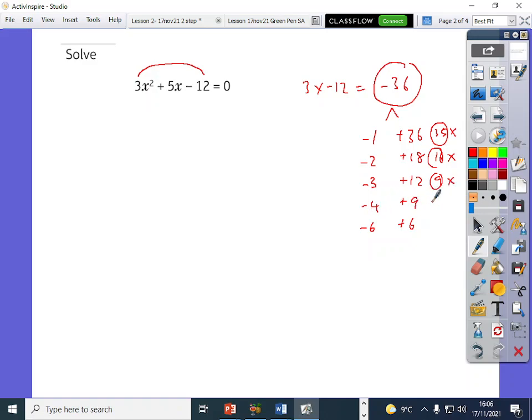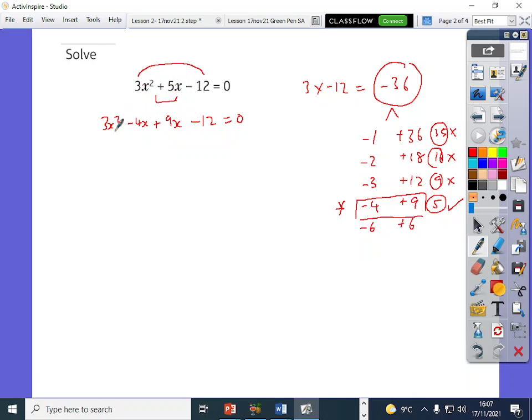I've got 9 take away 4 is a positive 5, and that is the one. So I need to use these two values. I need to replace the plus 5x with minus 4x and plus 9x. So the first term and the last term stay the same, you end up with 3x squared and minus 12, and the middle term gets replaced with minus 4x plus 9x. Again, note minus 4x plus 9x is plus 5x.